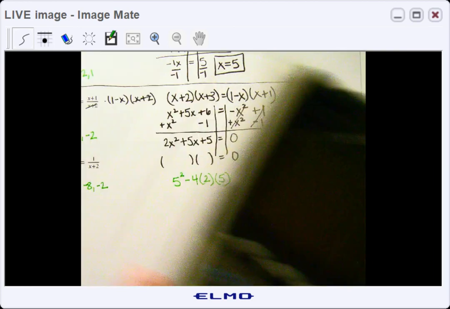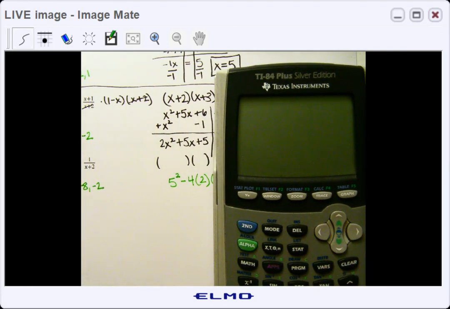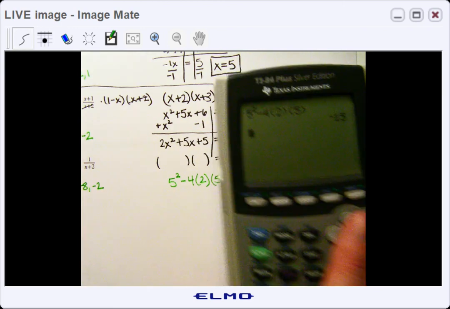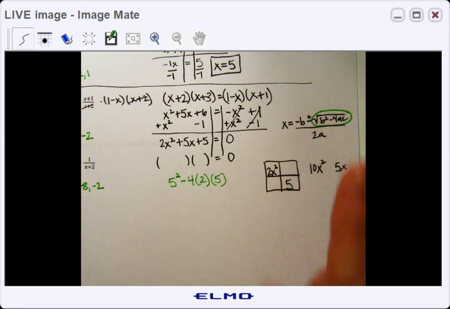Okay? And so the reason why I have you do this first is because sometimes that ends up being a negative number. And negative numbers, we can't take the square root and get a real answer. So minus 4 times 2 times 5. And look what happens. We get negative 15. So this part of the quadratic formula is going to be the square root of a negative number.